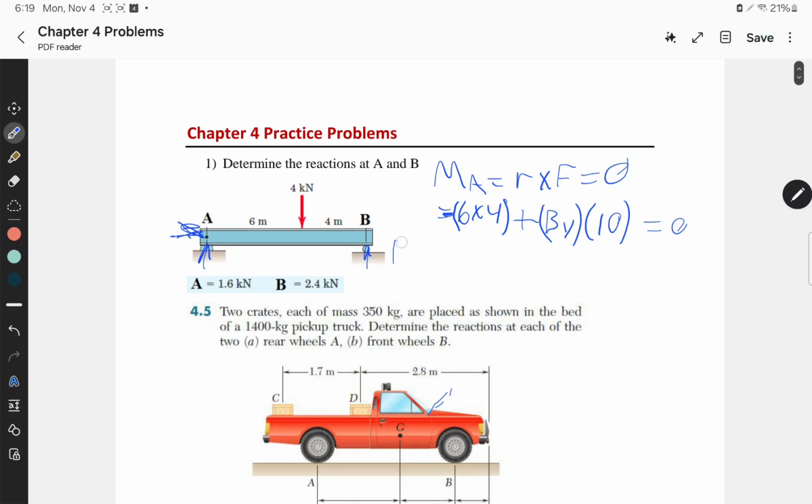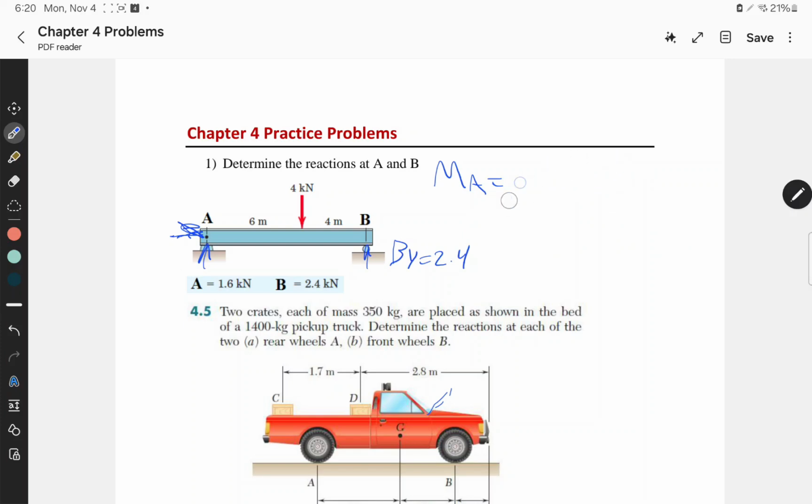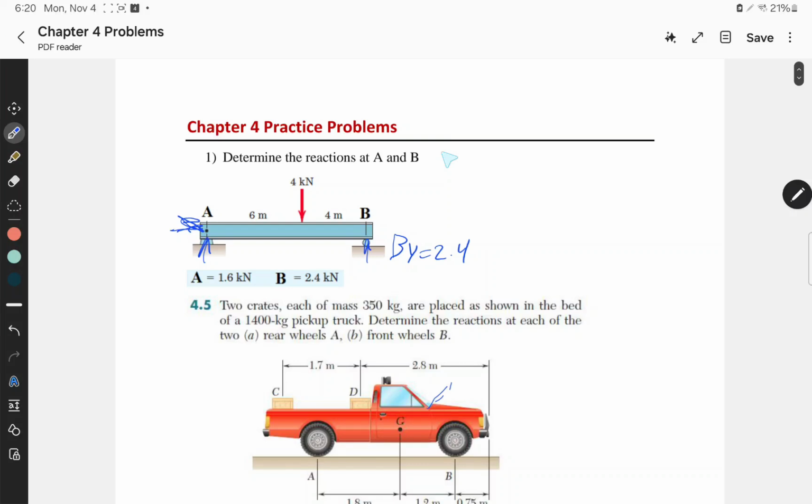So By equals 2.4. And then with that, we can get Ay. Ax is going to be nothing because if we do sigma Fx equals 0, there's only one x, so that's 0. We're gonna do sigma Fy equals 0.